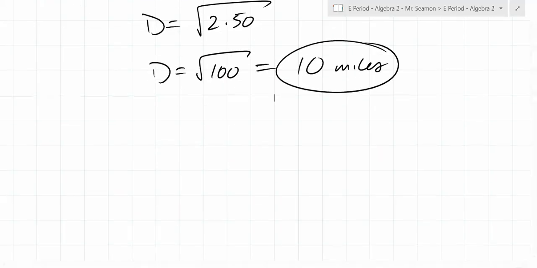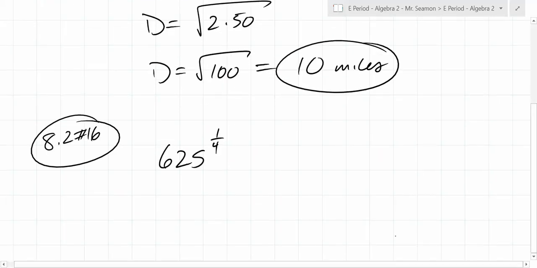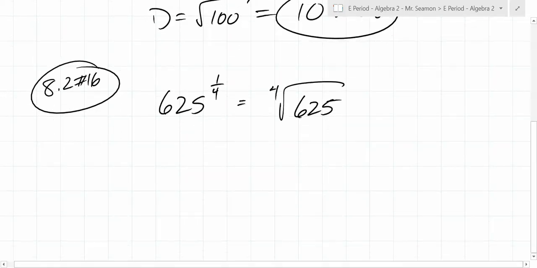Okay, next question. What does that mean, 1/4 power? What does it mean, Connor? It's 625 to the first power, and then you're taking the what root? The 4th root. That's what it means. So you're asking yourself, what times itself how many times? 4 times, right? So if you're assuming there's a nice answer, you have a strong suspicion it's going to be what? It's going to be 5.